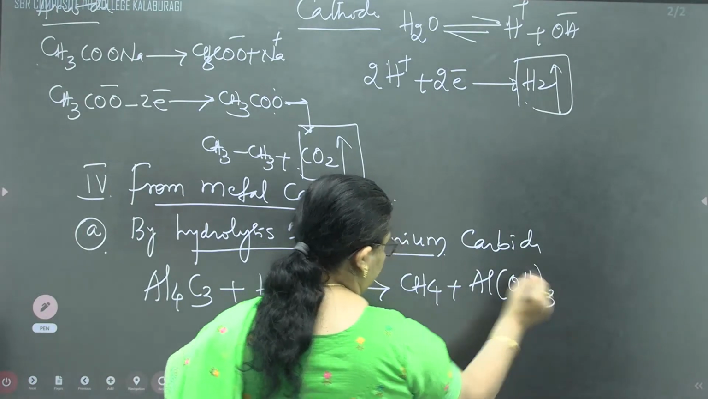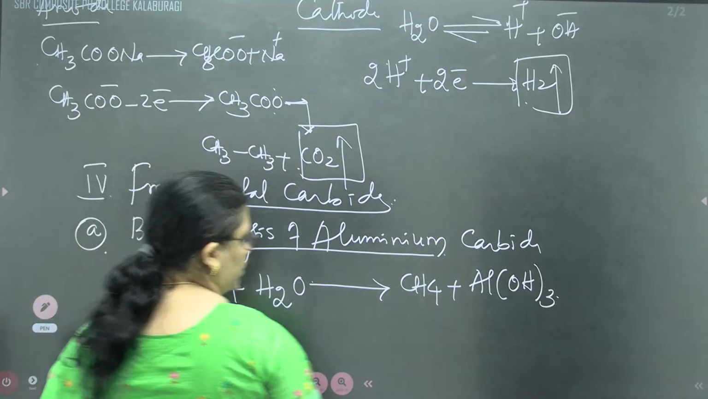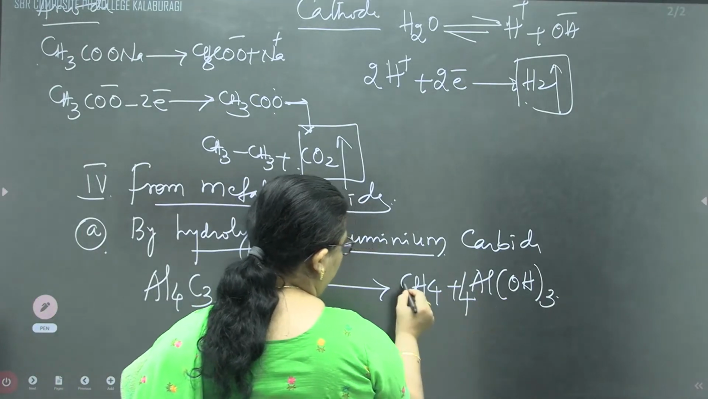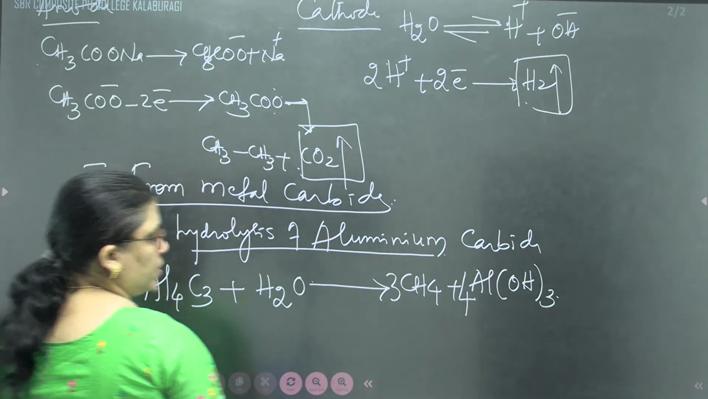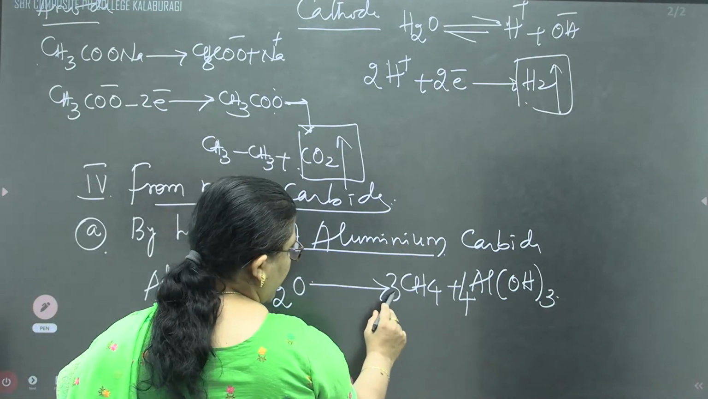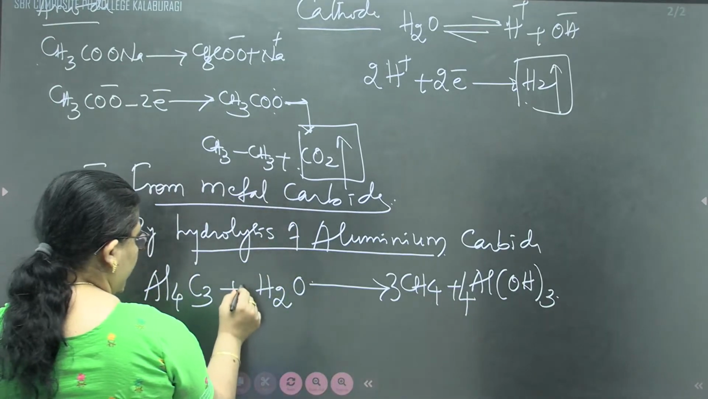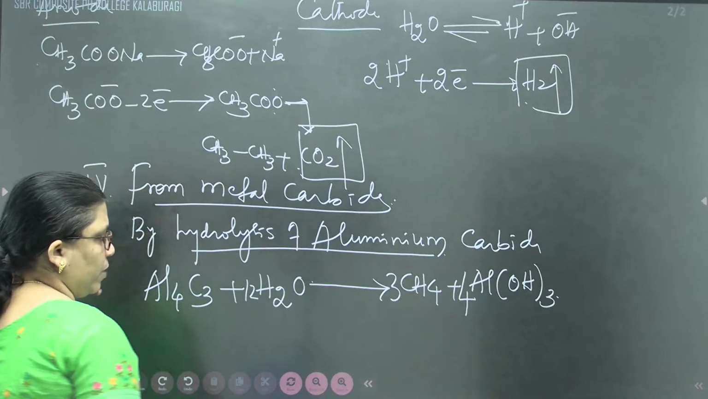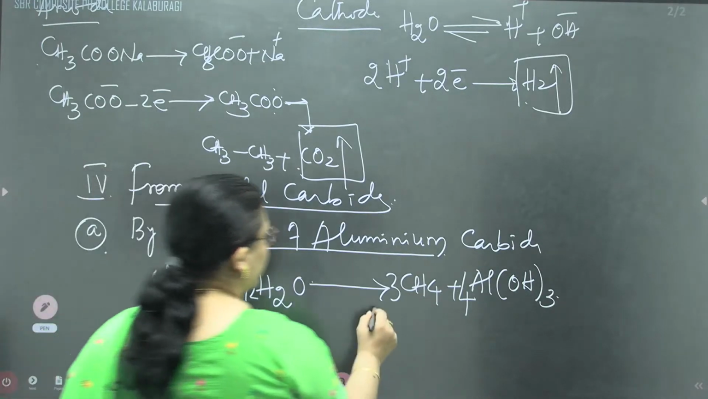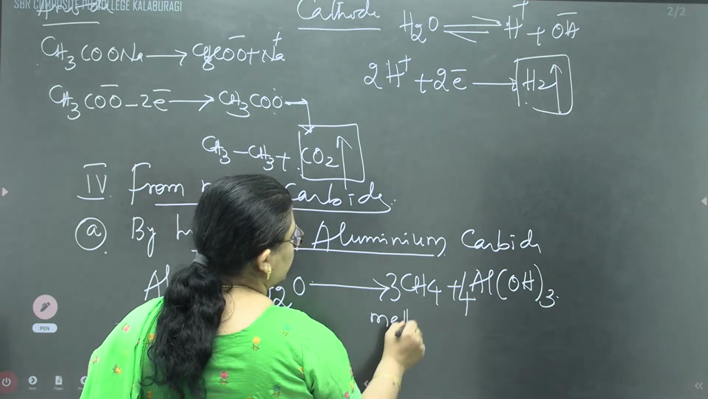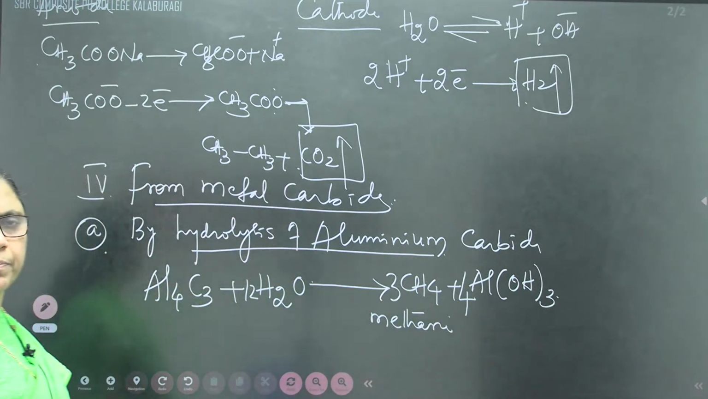Al(OH)3, taken thrice. Aluminium, how much do we have to take? 4 Al and 3 carbon, so Al4C3. So here hydrogen, how many are there? 3 4s are 12, 4 3s are 12, 12 plus 12 will be 24. This will become 12, 12 oxygen. Yes, 4 3s are 12 oxygen. Methane can be prepared by this.